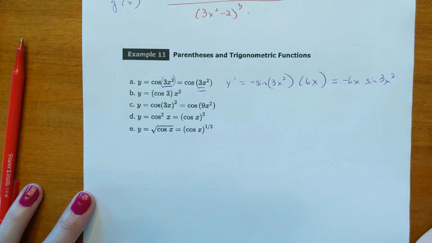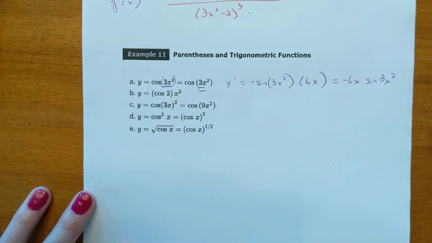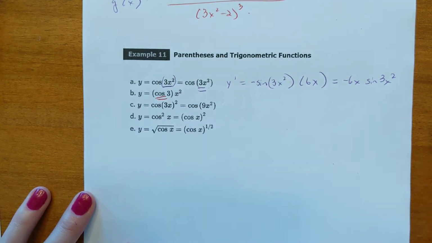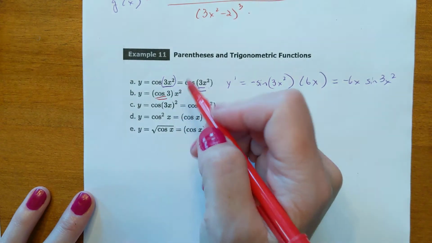Okay, and then on the next one, this one's really upsetting for some. Remember that constant rule I talked about? I said when it's in front of it like that, that's a constant. The cosine of 3 is a constant number. It's a number. It's not a variable. There's no x in there. It's just a constant. So just leave it floating there.